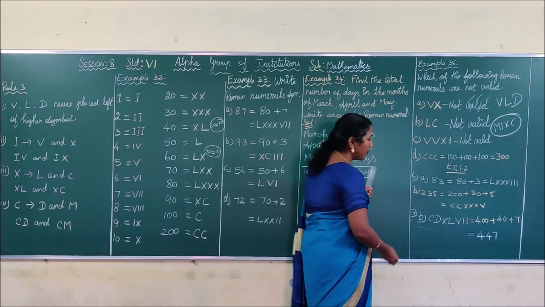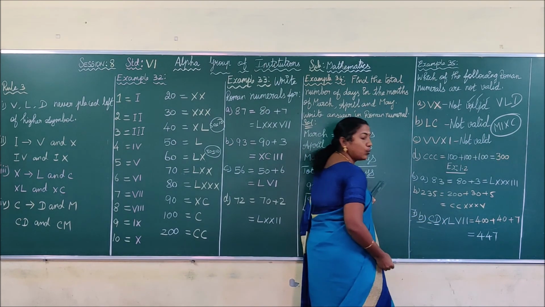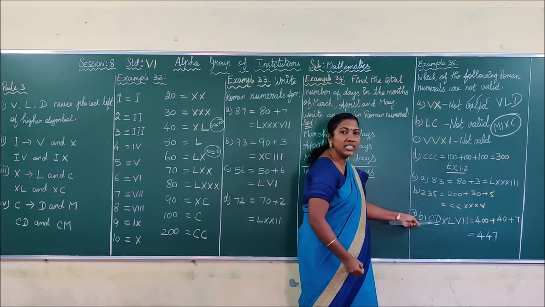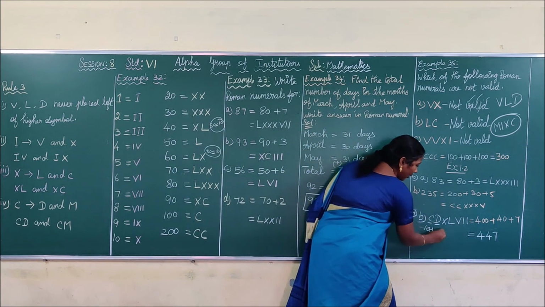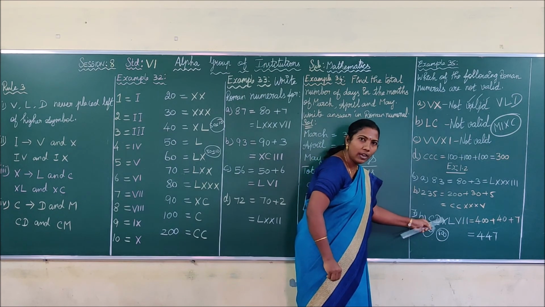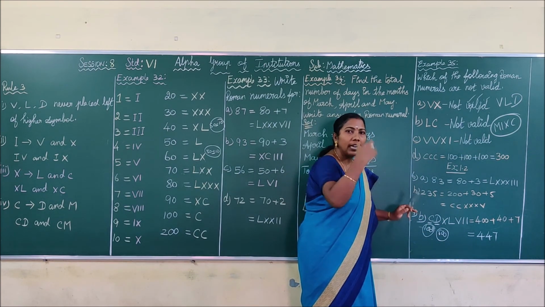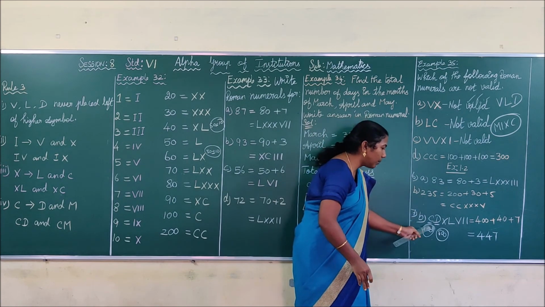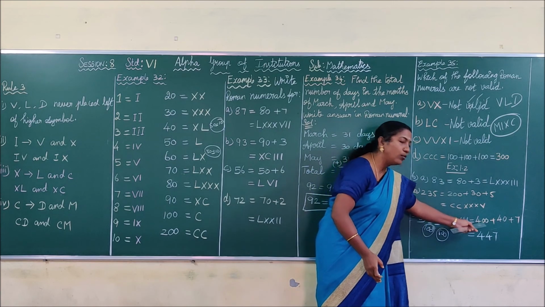Listen carefully, children. First, you have to choose the first one, CD. Which is the smaller value? C value is 100. Okay. What is the value of D? 500. Okay. If the smaller value is placed on the left hand side of the higher value symbol, what do you have to do? Left hand side means subtract, right hand side means add. So you have to subtract 100 from 500. So what is your answer? 400. Thus I have written 400.